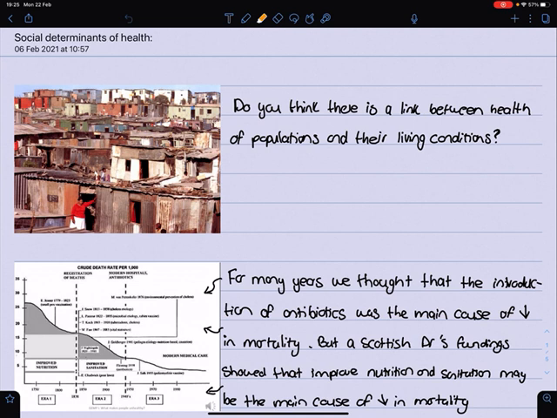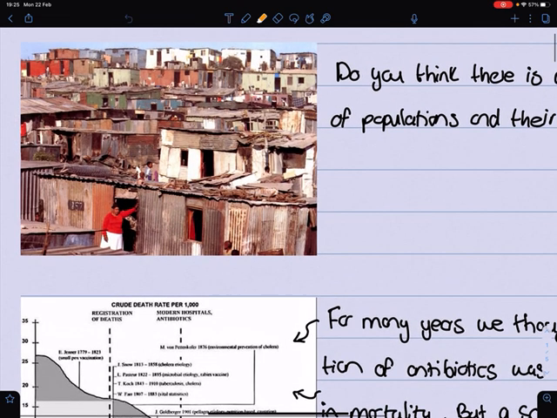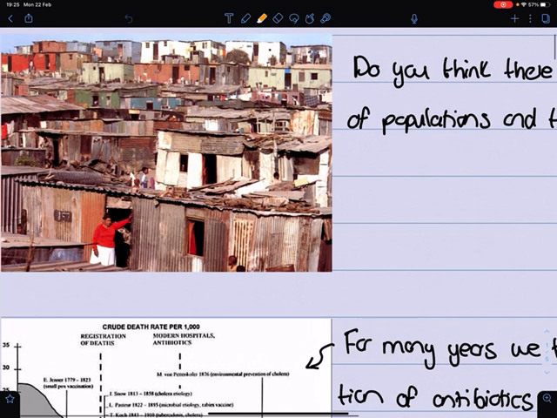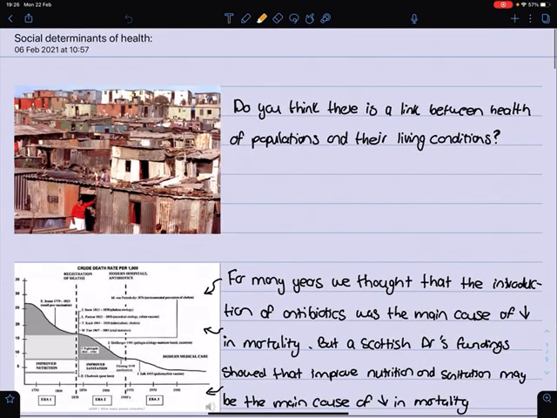Today we're going to talk about the social determinants of health, otherwise also known as environmental determinants of health. So if you look at this picture here on the left, do you think that these people will have good health considering their living conditions? What is the chance of them having good health?